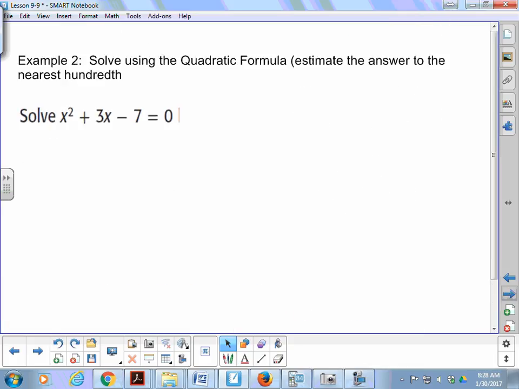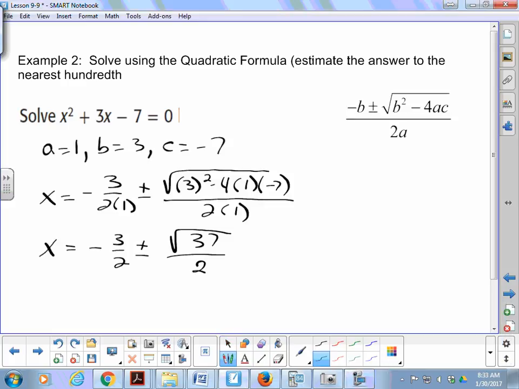Do the quadratic formula here for this one. I know I didn't give you paper for all of this one, so you might have to go to your notebook paper. I want you to do the quadratic formula on this one, and then we'll talk about using our calculator to estimate our answer to the nearest hundredth.